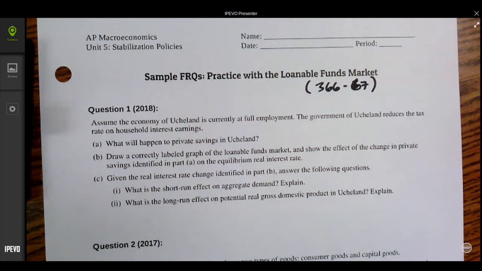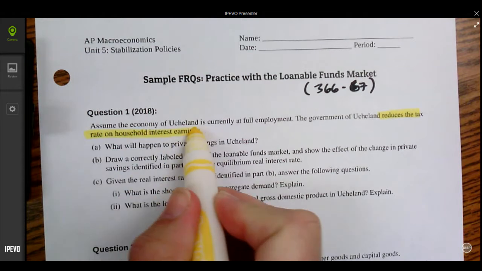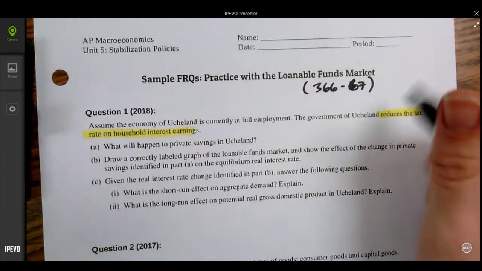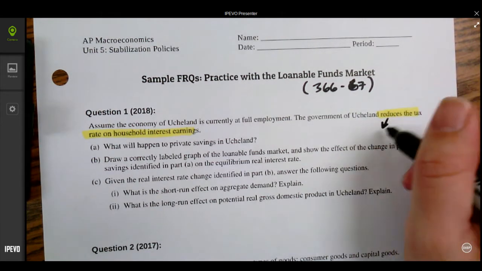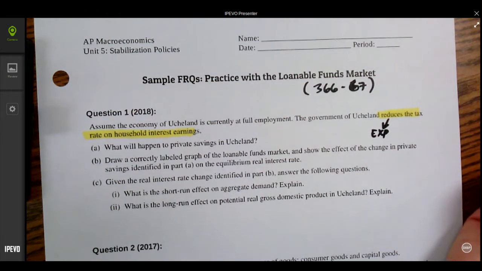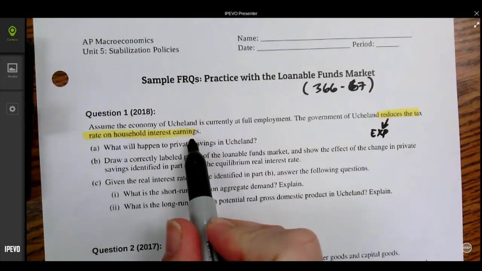So first of all, think about fiscal policy and think about tax rates. I'm just going to highlight this. I think some of my students in 2018 were a little bit unclear as to what this meant. So first of all, with fiscal policy, anytime we're reducing taxes, we're probably meant to do this because we want to expand the economy. The second thing is, what does it mean on household interest earnings?